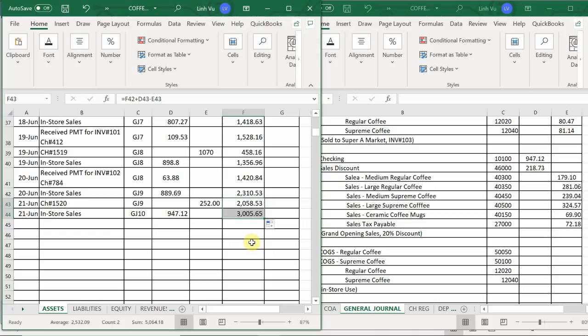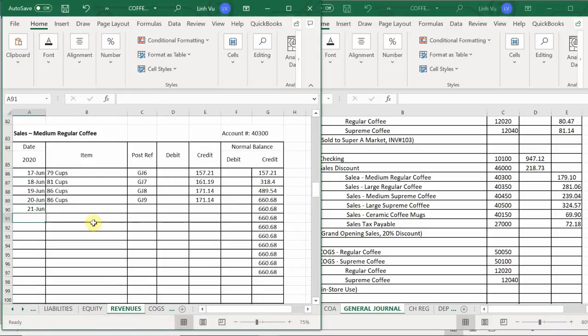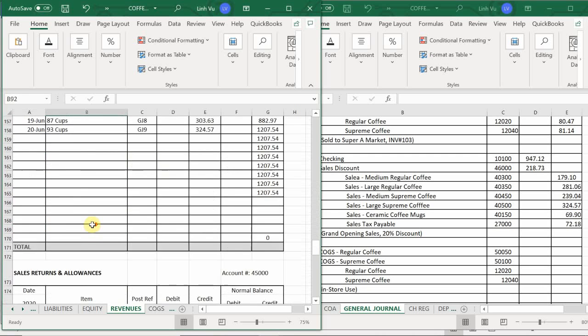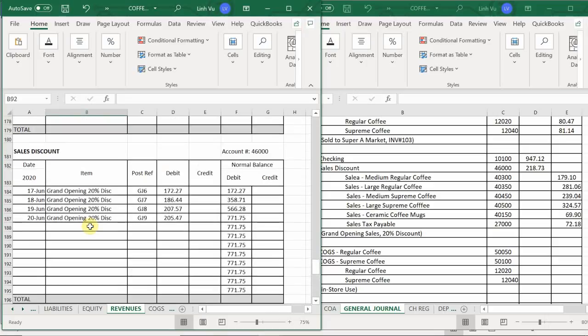And then next we'll go to sales discount. Okay, so revenues. There you go. Sales discount. June 21st, grand opening, 20% discount, of course. We're going to debit for 218.73, which will bring our debit balance to 990.48. Correct. Good.